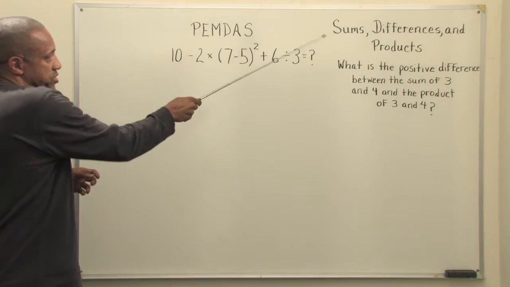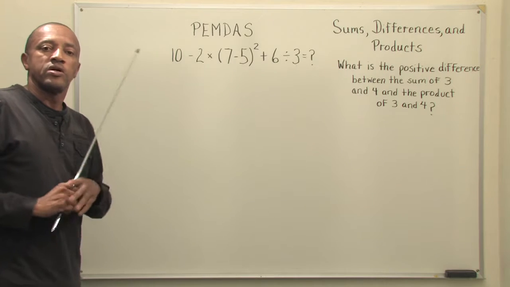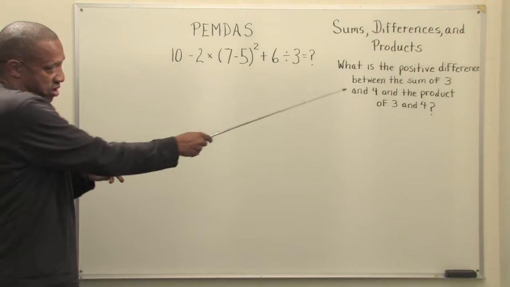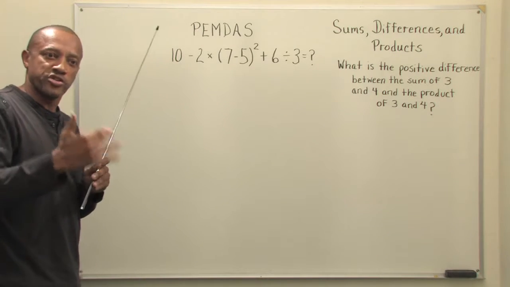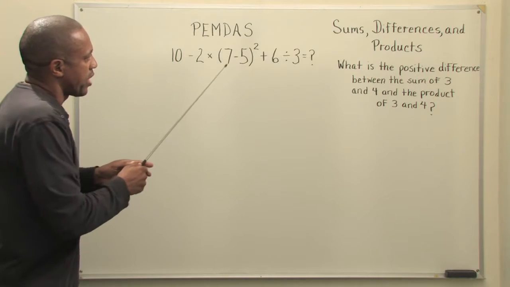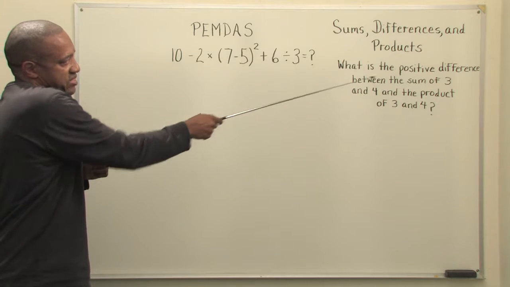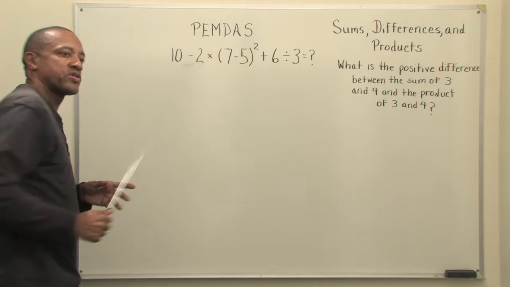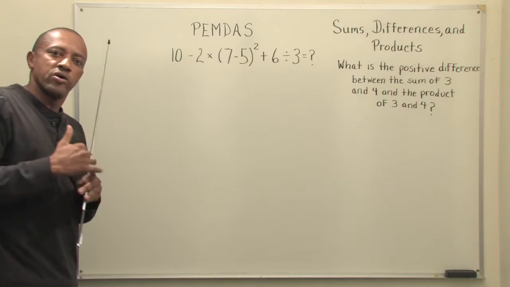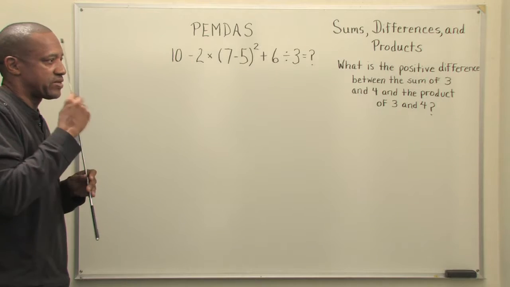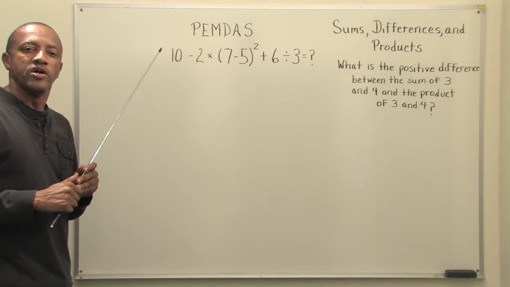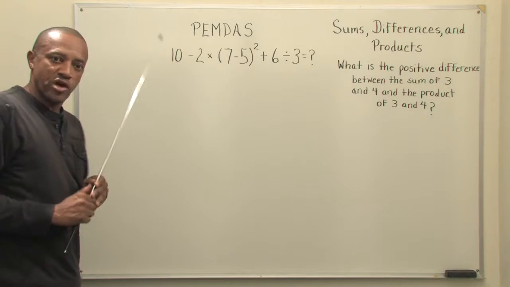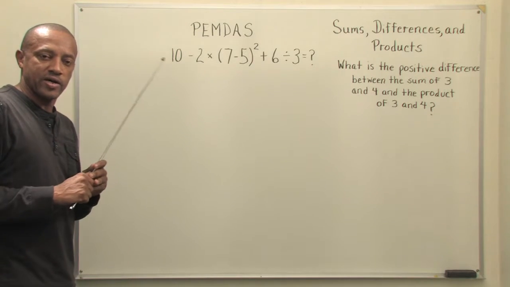And next set of terms: sums, differences, and products. You may be aware of those terms, but we're going to go over this problem anyway to make sure you understand it. The problem is, what is the positive difference between the sum of 3 and 4 and the product of 3 and 4? It sounds kind of weird, but once you think about it and picture what they're asking you, you should be okay. Go ahead and take a look at these problems and try to work them out, and I'll be back in a couple of minutes.